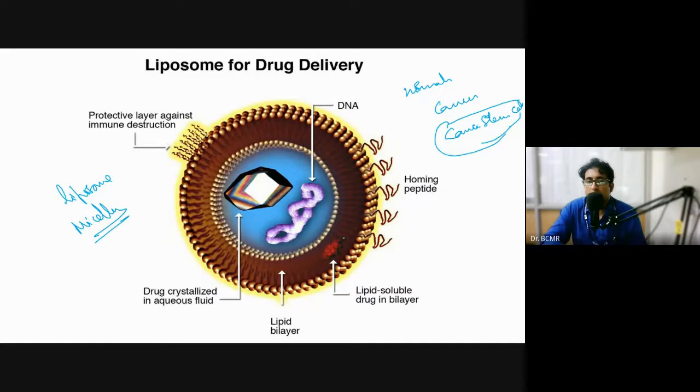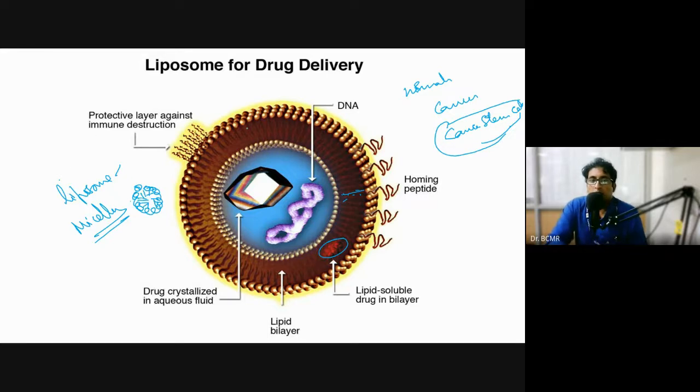If it is a hydrophobic agent, we would put it so that it will be within the hydrophobic region. This is a bilayer. A liposome has a bilayer. A micelle is a single layer. A micelle would have the hydrophilic part outside and the hydrophobic interior.